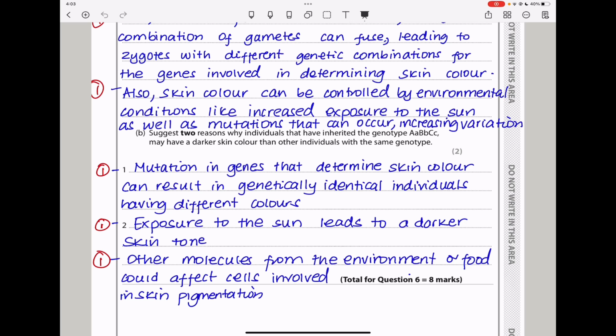Then other molecules from the environment, or could be from food, could affect cells involved in skin pigmentation, resulting in different colors. So this brings us to the end of question 6. Let's continue to question 7.